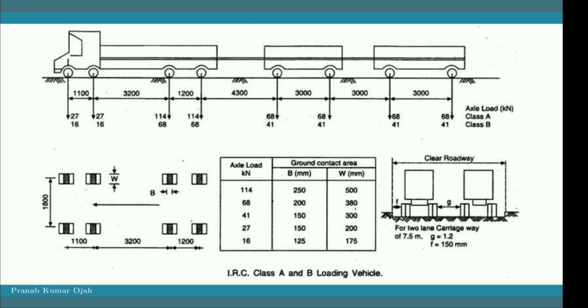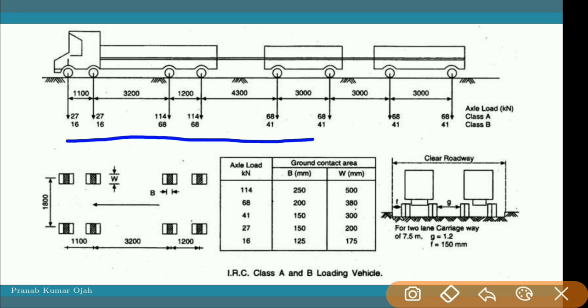Next, in the question, I have to design the deck slab for IRC class A loading. So in this figure, the IRC class A and B loading vehicles are given. In the same figure, two loadings are shown, because both A and B are the same type, but the loads are different. So if you observe, for IRC class A loading, see here the loads are given for the different wheels. The upper part is for the class A and the lower part is for the class B.